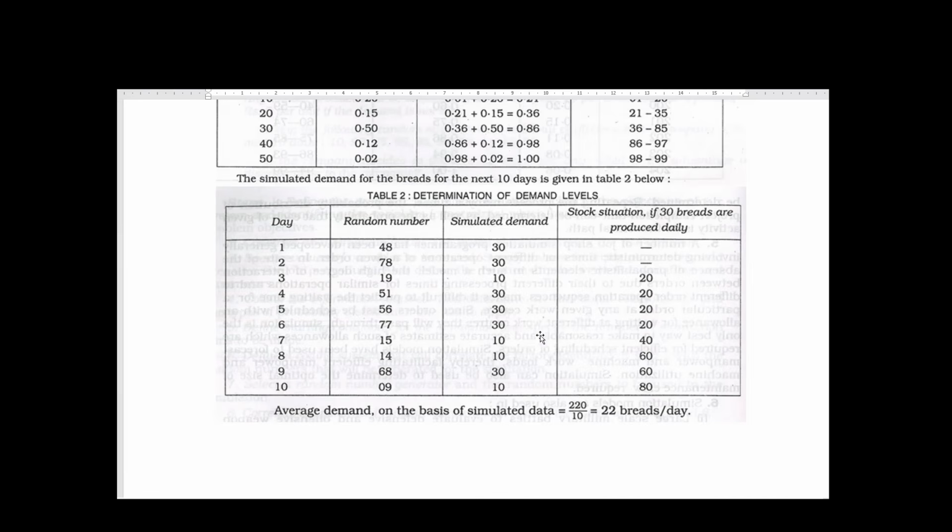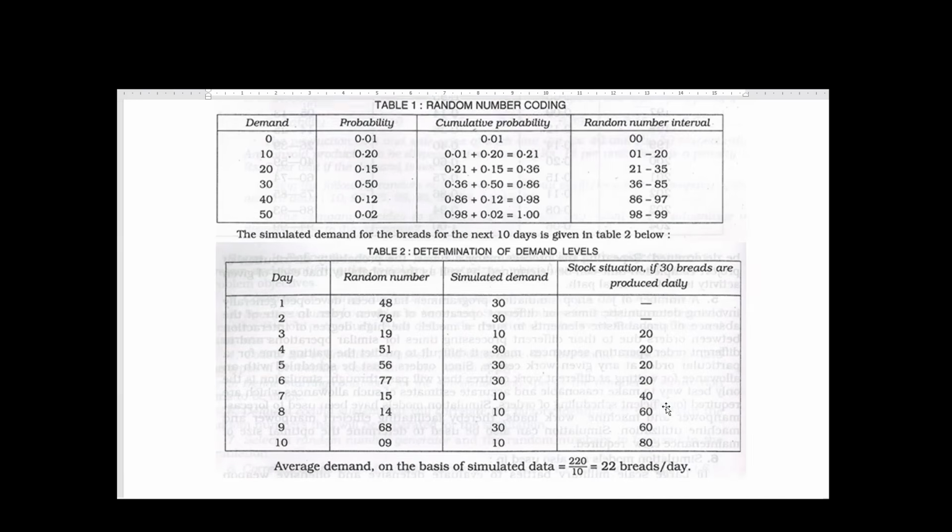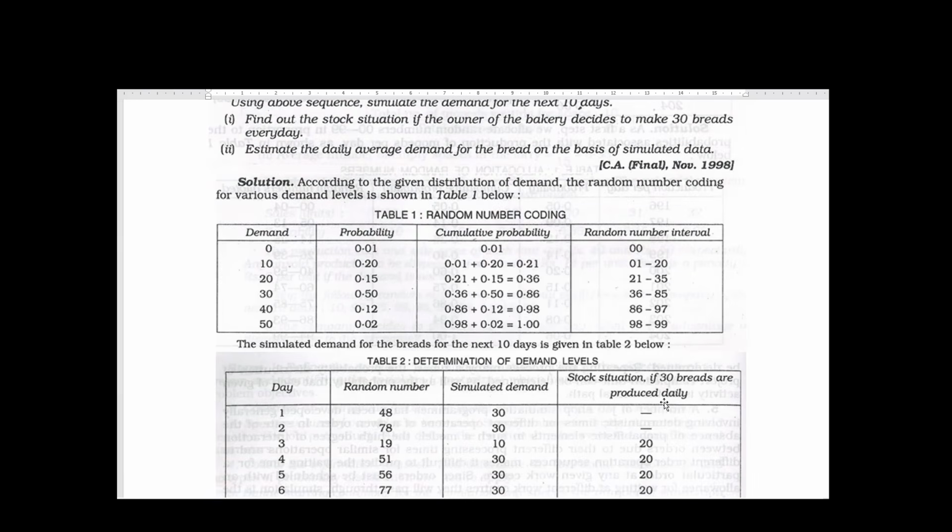So this your stock will keep on piling. So the average demand will be, you just add this total, which will be 220, 220 divided by 10, 22 breads per day. Because we are keeping 30 as our stock situation, we'll have a lot of leftover breads. So this is how we solve the problem using the probability, the random numbers, to create random number intervals, and then associate our probability, rather cumulative probability, to those numbers.